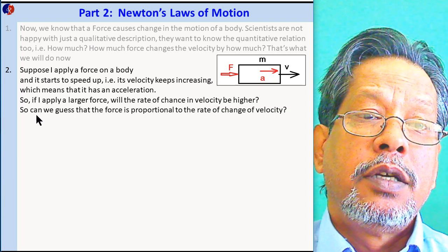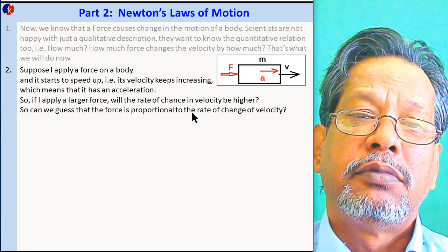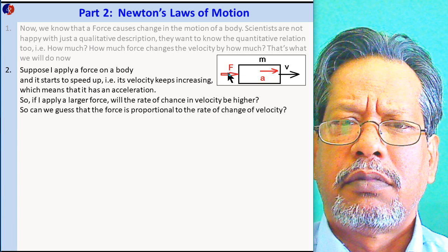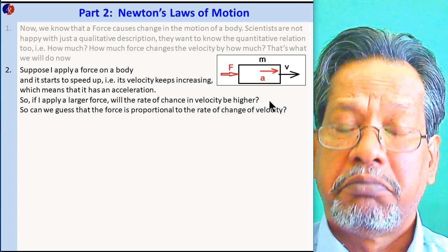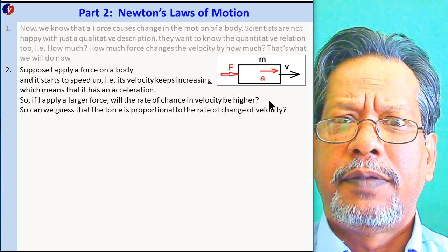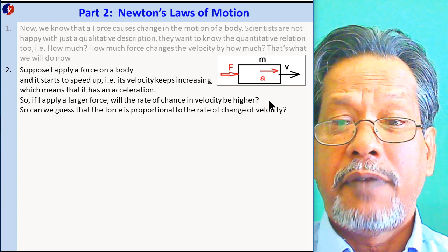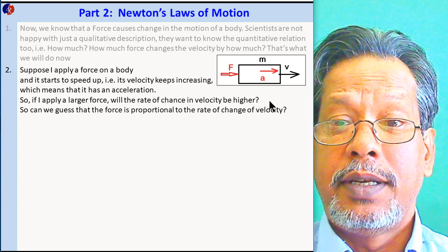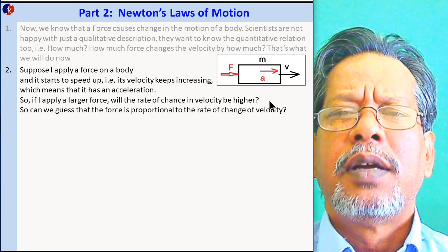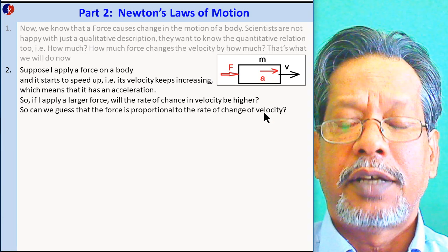So if I apply a larger force, the rate of change of velocity, that is acceleration, would be higher, right? Okay. So can we guess that the force is proportional to the rate of change of velocity? If this is higher, acceleration is higher. That's logical. The first assumption we can say is, if this doubles, that doubles. We can verify later through experiments whether it's really linearly proportional or not, but let's take it as the first assumption that the force is proportional to the rate of change of velocity.